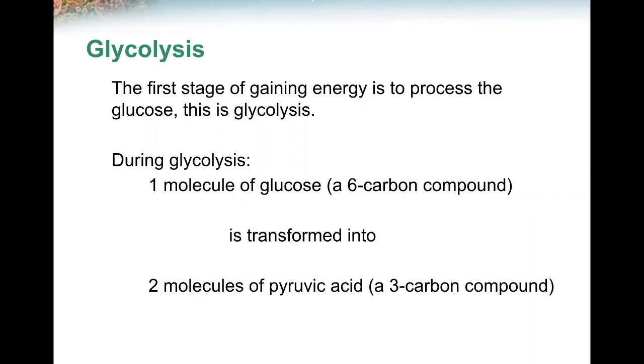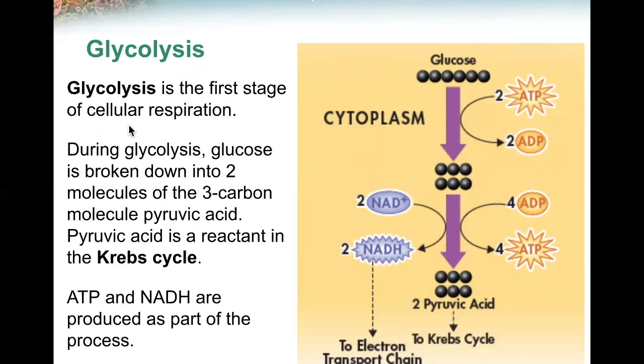This is glycolysis. During glycolysis, one molecule of glucose, a 6 carbon compound, is transformed into 2 molecules of pyruvic acid, a 3 carbon compound. Glycolysis is the first stage of 3 of cellular respiration. Pyruvic acid is a reactant in the Krebs cycle, the second stage.